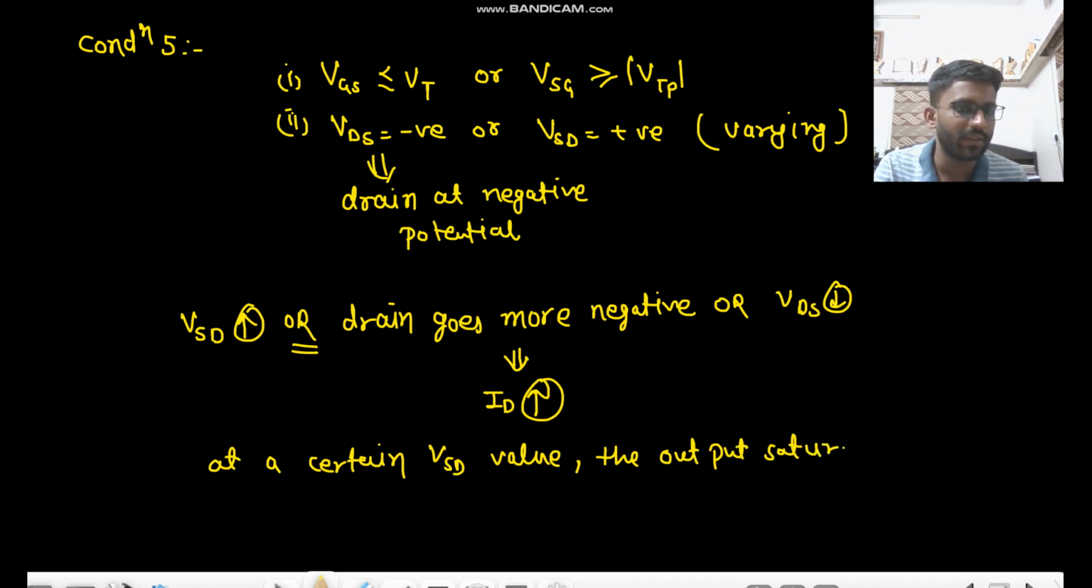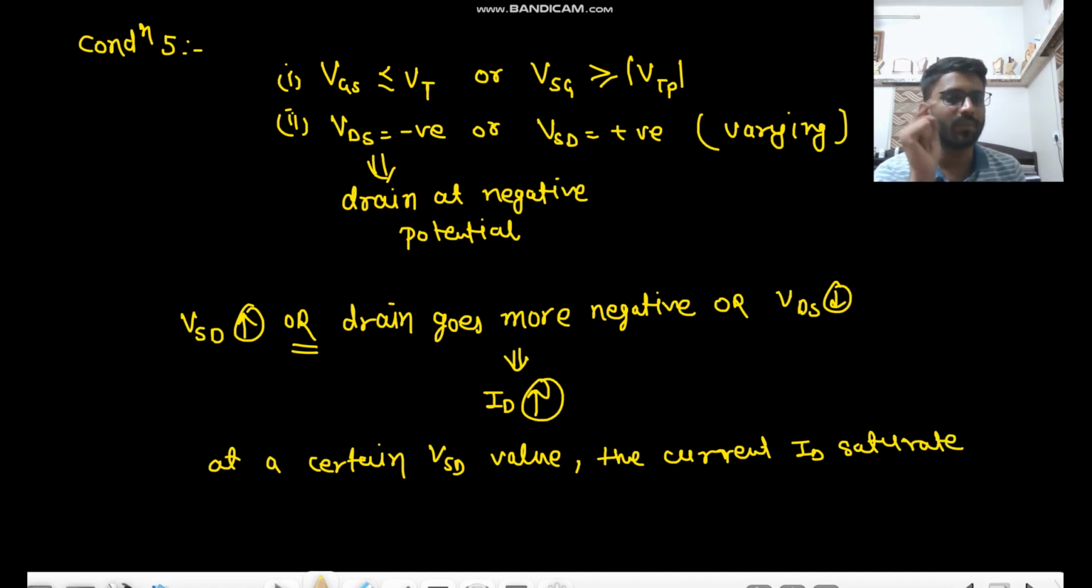That I have already told. Because the channel starts getting depleted completely from the drain side, and because of that depletion, there are a lesser number of charge carriers available. So the current saturates there. At a certain VSD value, the output current ID saturates.